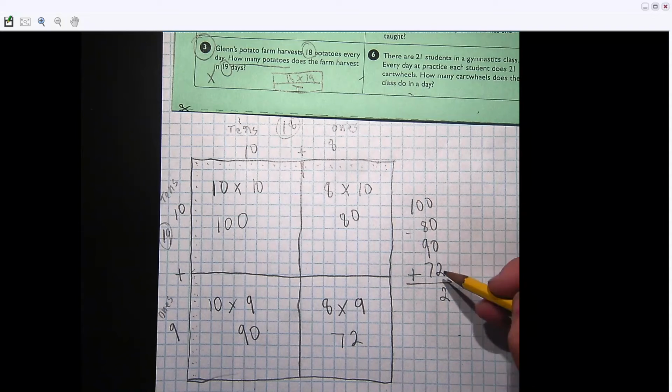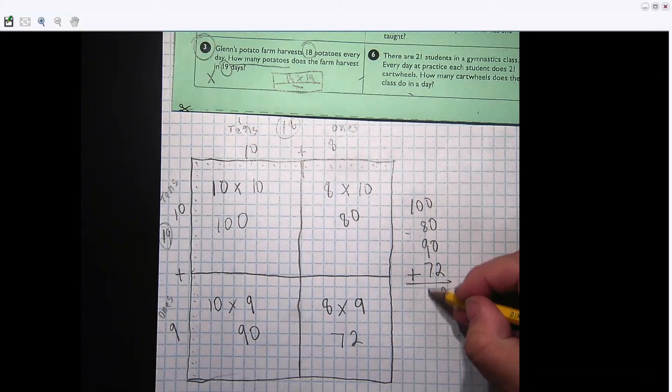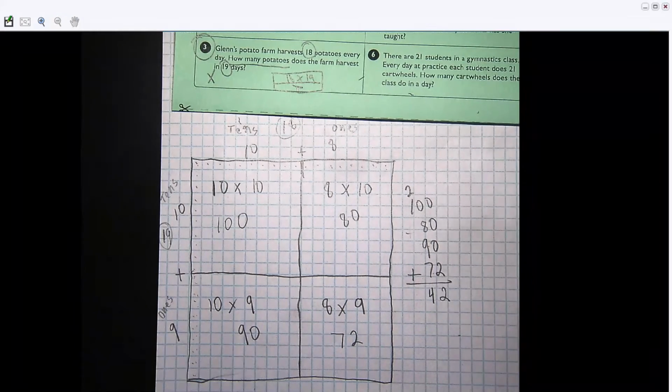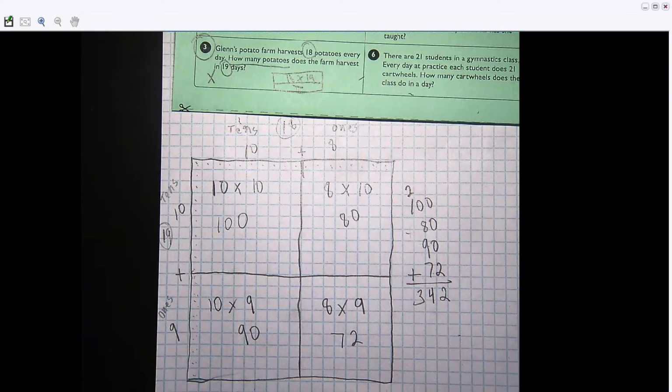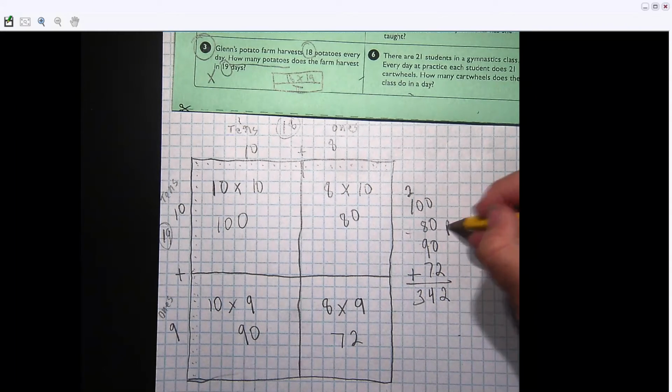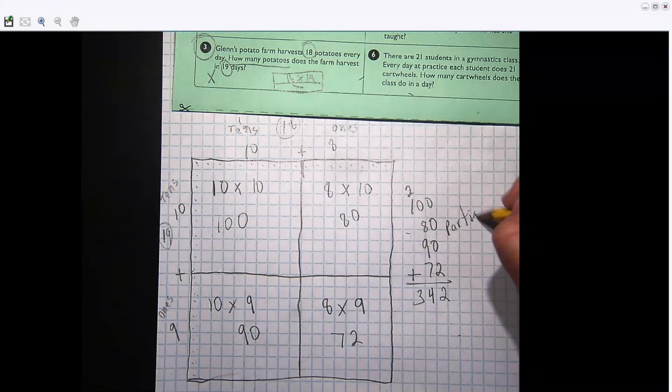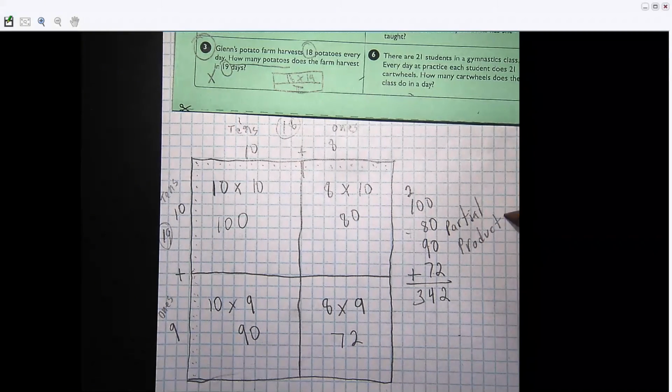Eight plus 9 is 17, plus 7 is 24. I regroup my 2. 2 plus 1 is 3. So my partial products added up to a product of 342.